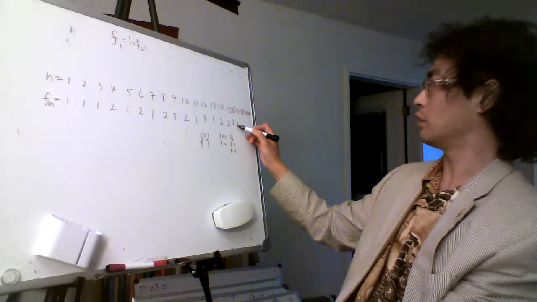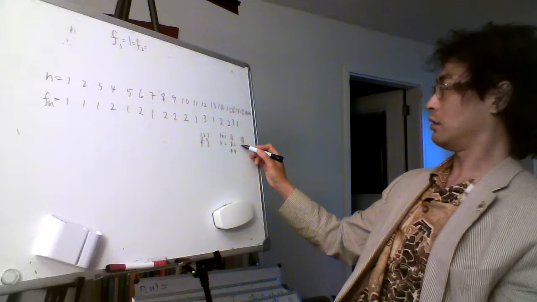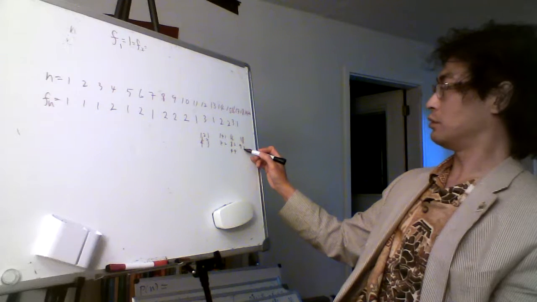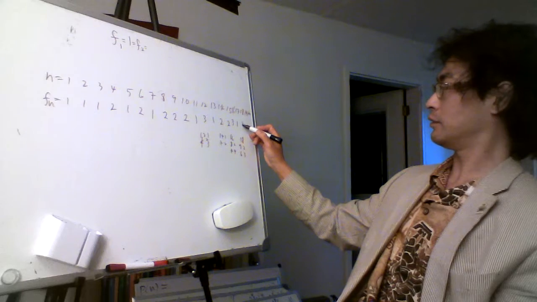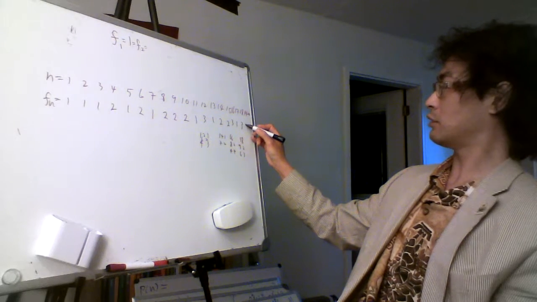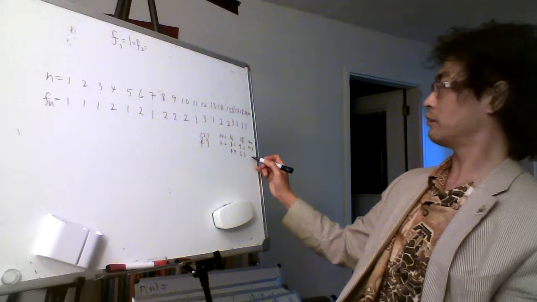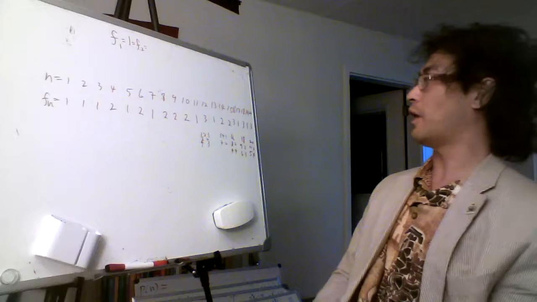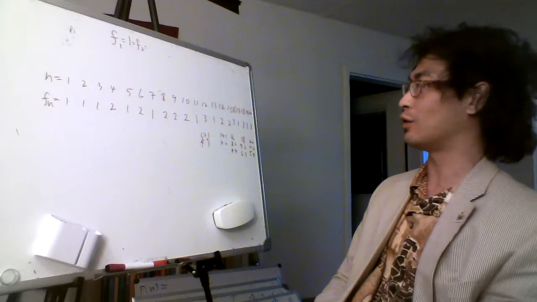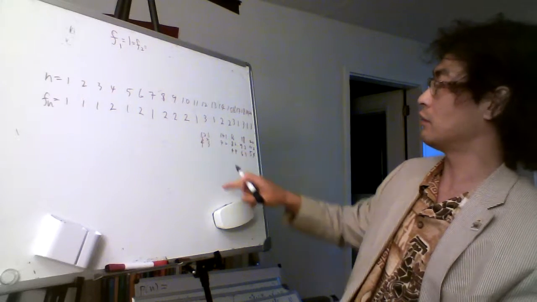17, that's just 1. 18 is what? 9 times 2, 6 times 3. That's it, right? So 3. 19, back to 1. 20. Well, 10 times 2, 5 times 4. So 3. It's a very slow growing function. It's not only slow growing, it goes up and down, up and down, up and down, okay?